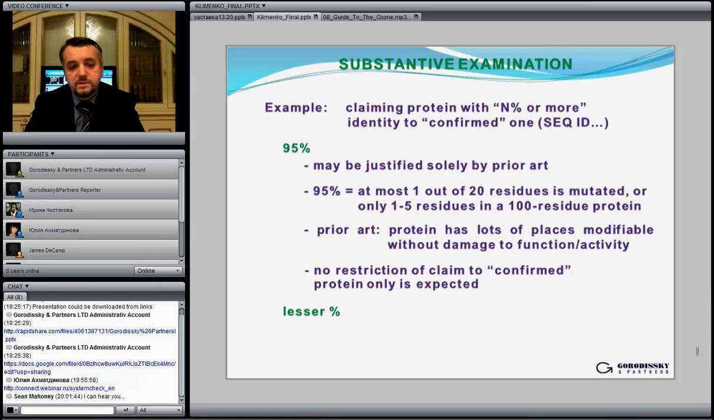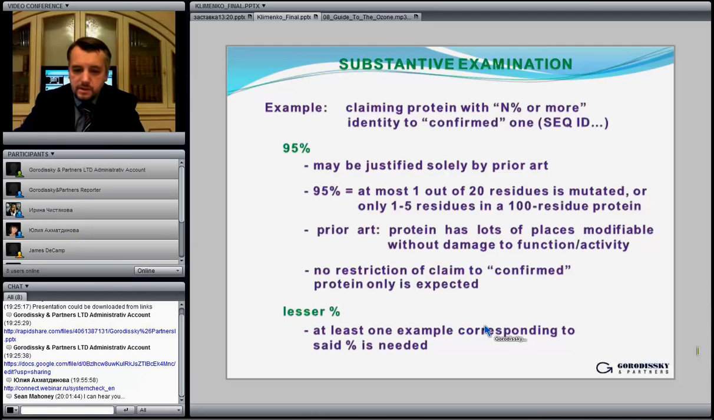But if there are like 70, 80% identity, in this case, if you just have a central sequence, you cannot justify 75% identity to it without presenting more data. But one example will do. The examiner will not ask you for 10 examples. One example may actually completely solve the problem. So here I say that at least one example corresponding to the recited percent is needed.